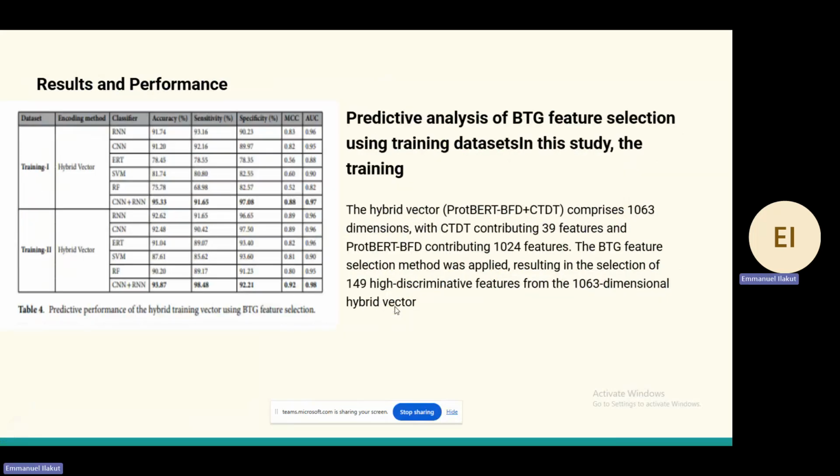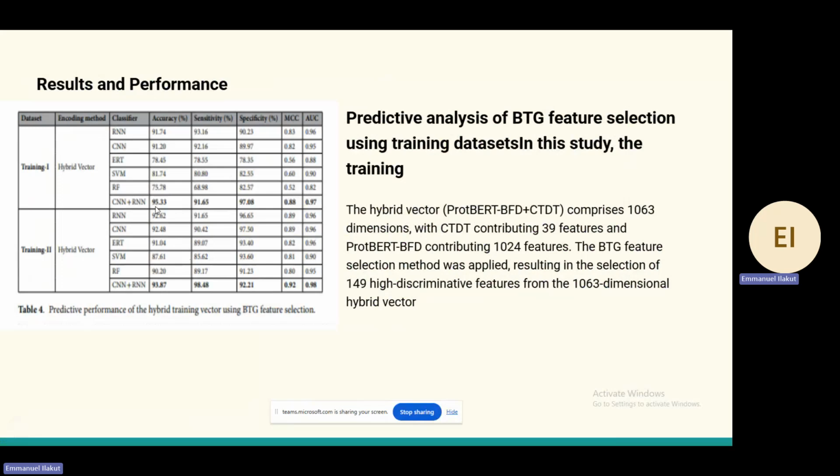Now, when we went on to analyze the performance of this model against the BTG feature selection using the training datasets, like I'd mentioned earlier, we use the BTG feature to filter or to select our most highly discriminative features. We ended up, the results are attached here as well.